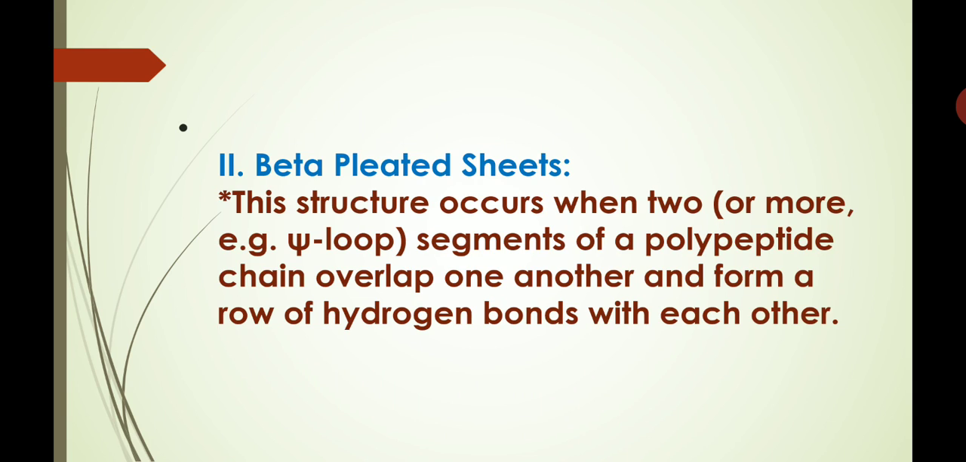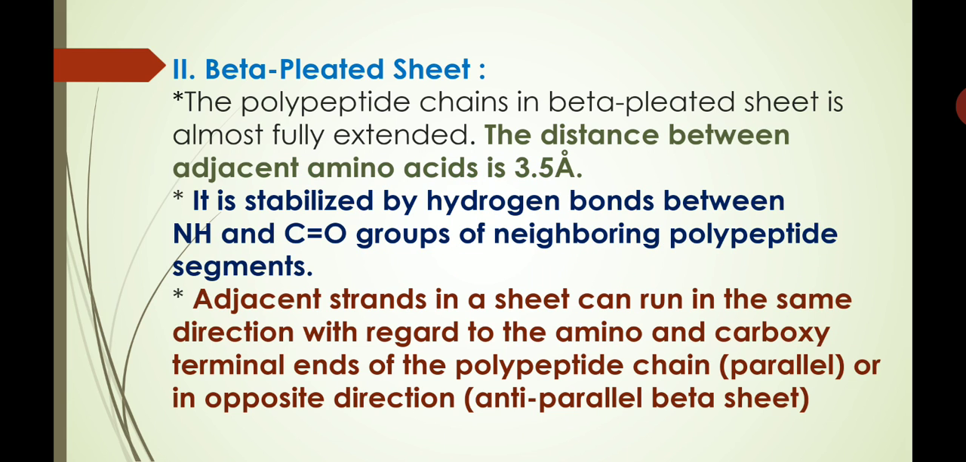Now we come to the beta pleated sheets. This structure occurs when two or more segments of a polypeptide chain overlap one another and form a row of hydrogen bonds with each other. In the beta pleated structure, the polypeptide chains are almost fully extended. The distance between adjacent amino acids is 3.5 angstrom, and the structure is stabilized by hydrogen bonds between NH and CO groups of the neighboring polypeptide segments.